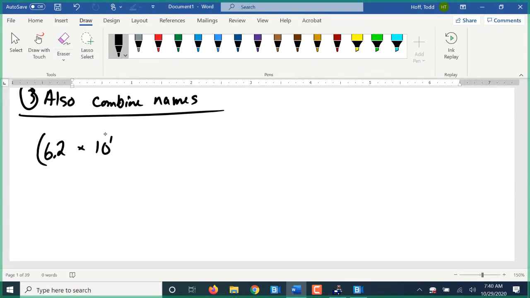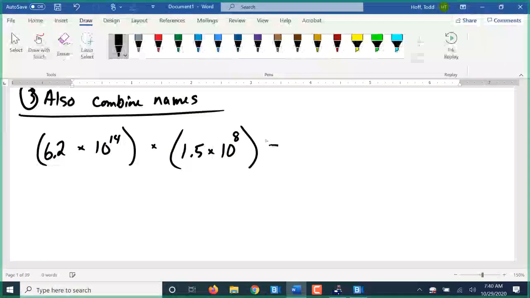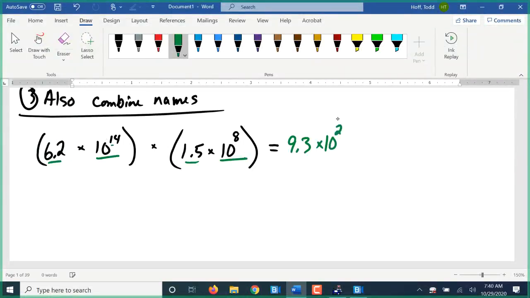6.2 times 10 to the 14th times, let's do 1.5 times 10 to the 8th. We do not have the same name, and we don't need the same name because we're multiplying. We're going to multiply the count. 6.2 times 1.5 is 9.3. Then we also combine the names. 10 to the 14th times 10 to the 8th. I add powers. 14 plus 8 is 22. That is 10 to the 22nd.